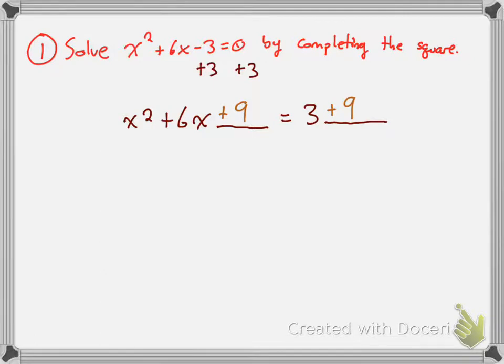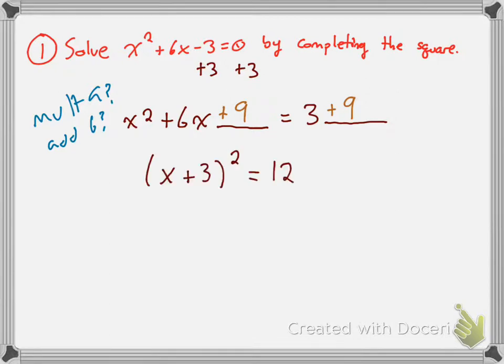So from here, I'd want to factor this. So you could think of this as, what two numbers multiply to give me 9 and add to give me 6? It would be just 3 times 3 and 3 plus 3. So I can simplify this by saying x plus 3, squared, equals, and on the other side I'm going to reduce that to be 12. So from here, now I can actually solve.